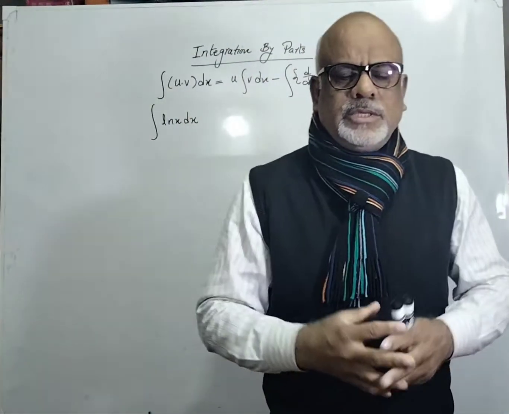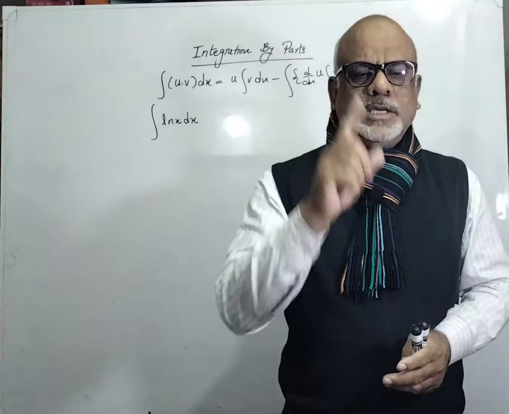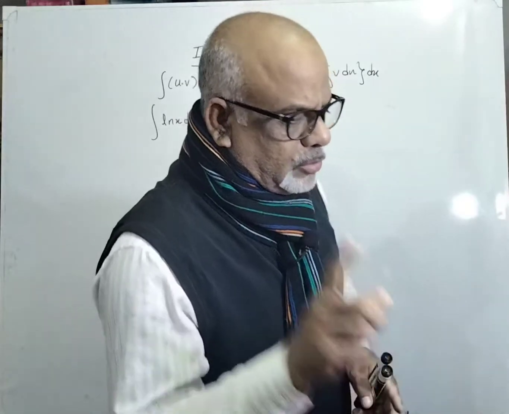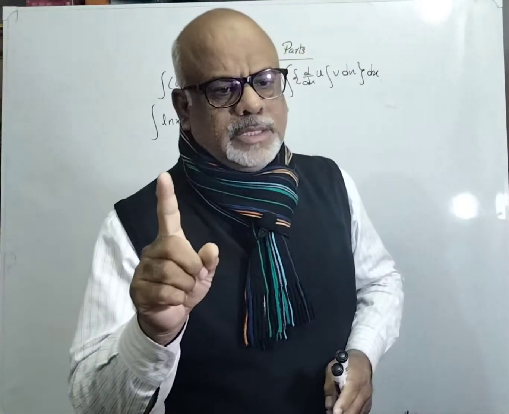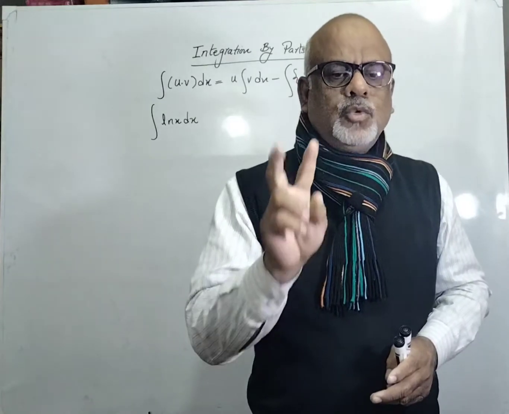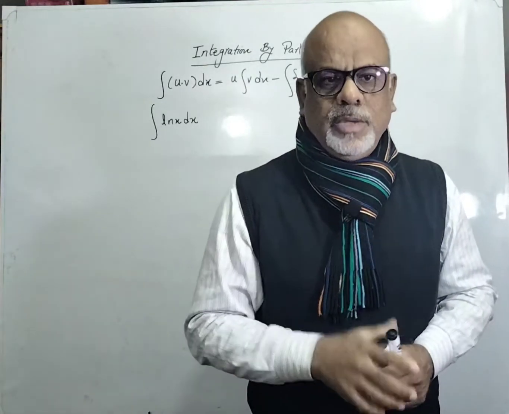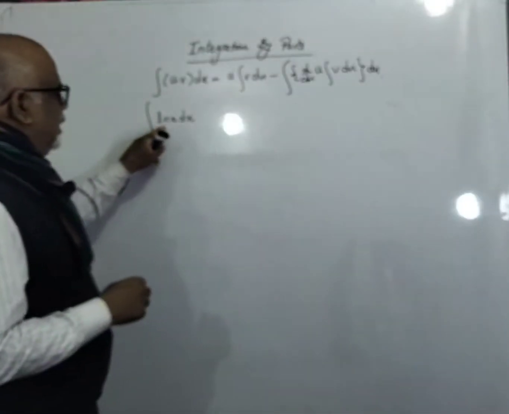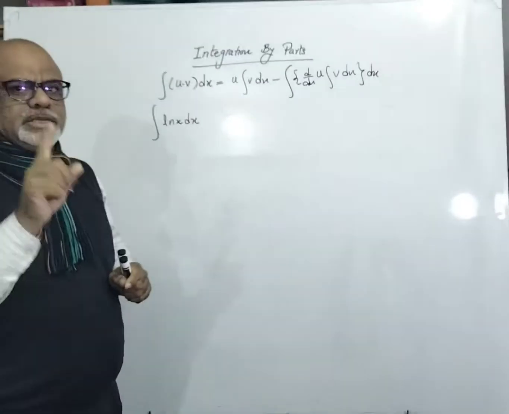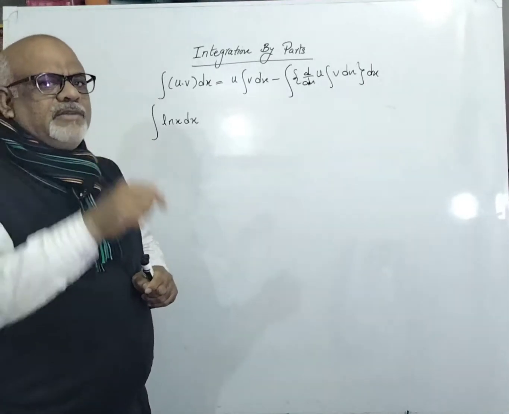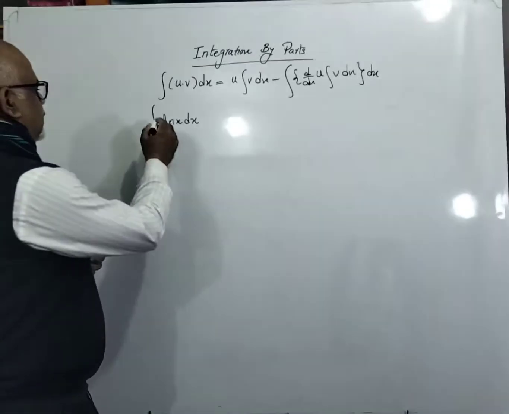Few students raise the question that if one function is given, then how we have to apply the by parts. So remember that one point. We have to use by parts when two functions are in product form. If one function is given to you, things like ln x dx, then we have to use the by parts. That means the second function will be the constant function, that will be 1.